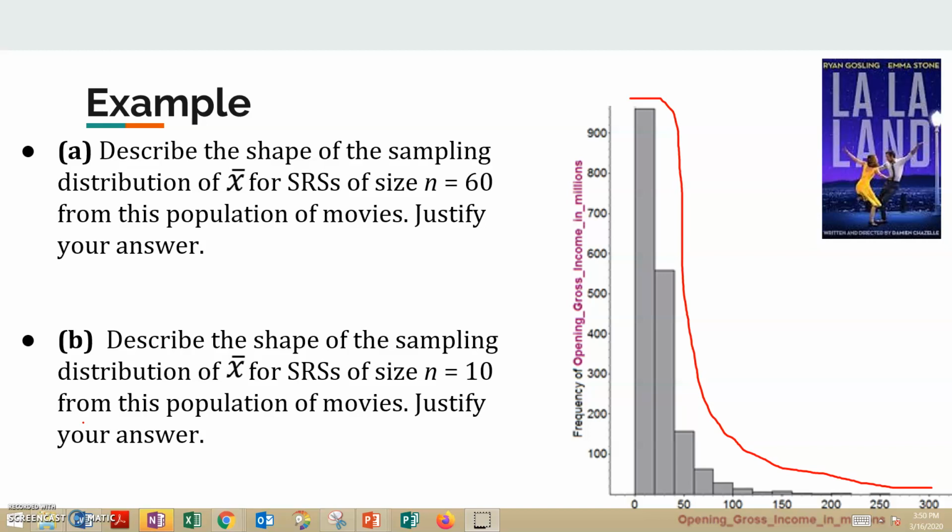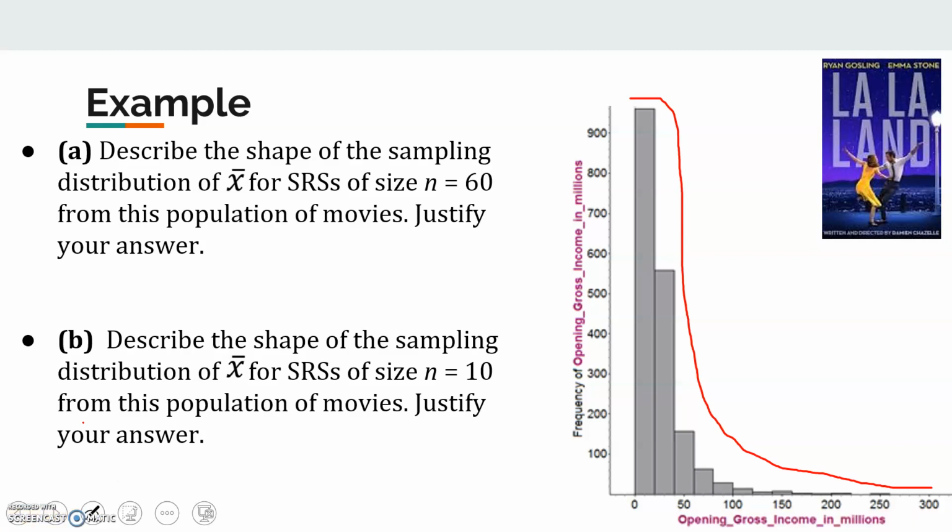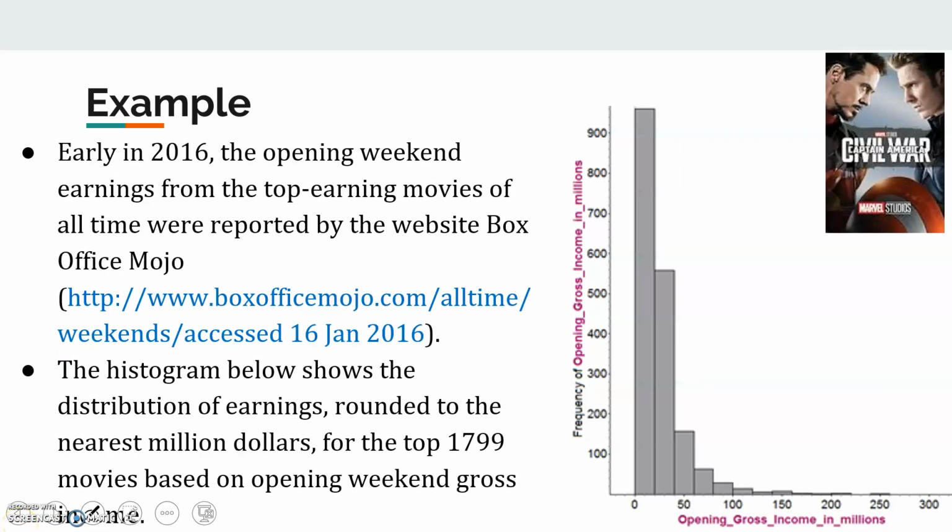Alright, so let's take a look at this problem here. Now, we have a very heavily skewed right population distribution. And this is a distribution for the opening weekend earnings for movies in 2016. So back when Civil War came out and other classics like La La Land, you know, back before we had this COVID-19 to worry about, those are the movies that were out.